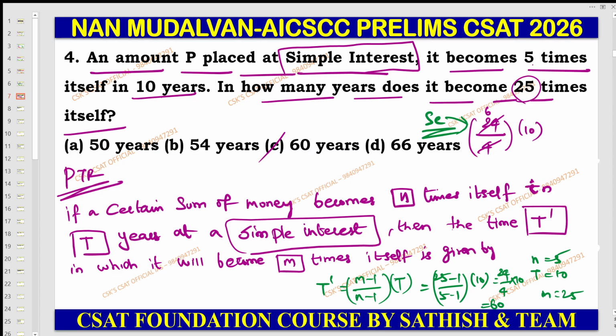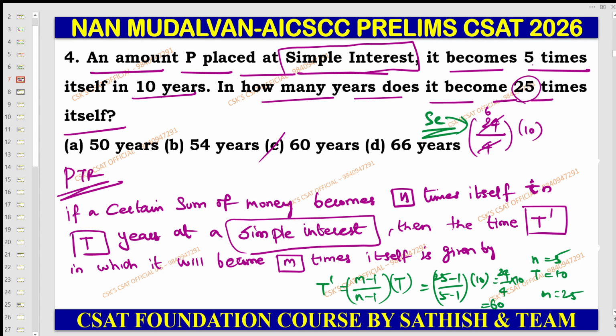Now for compound interest, it is m into t. For compound interest, m into t. Okay, fine. In the class I mentioned that one also, right? In our foundation we will do it. Okay, no problem.